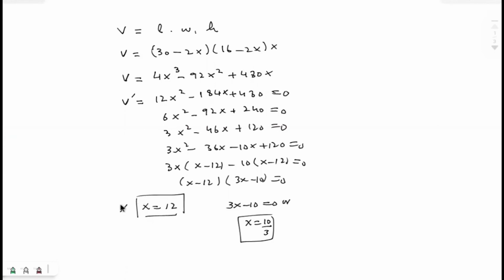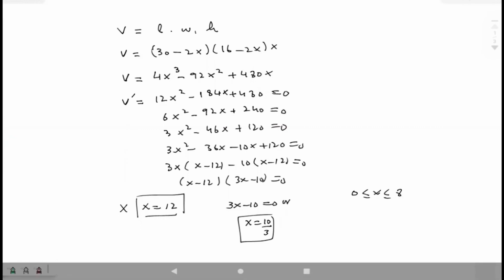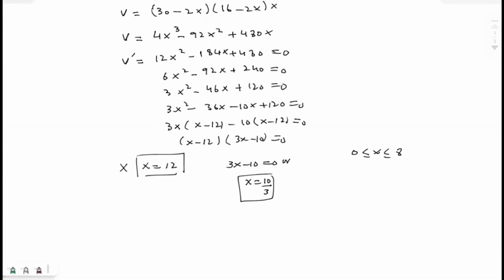This value is not possible, as we had seen before that we have a bound on x which is from 0 to 8. So x equal to 12 will create a negative width, so we definitely cannot take it. And this value seems logical, but we will complete our procedure. V double prime would be, differentiating one more time, 24x minus 184.